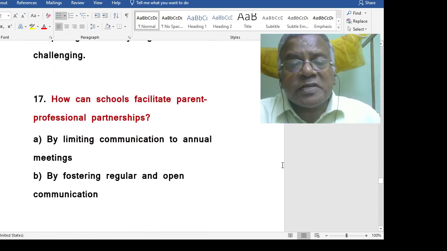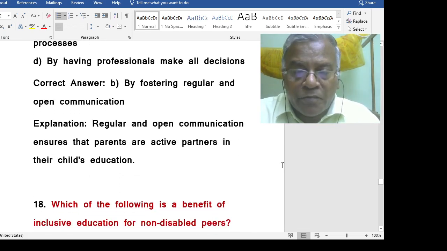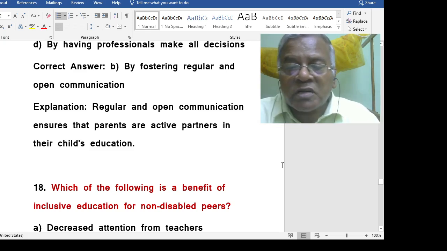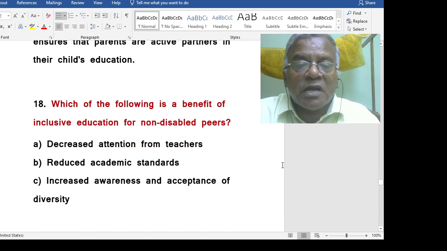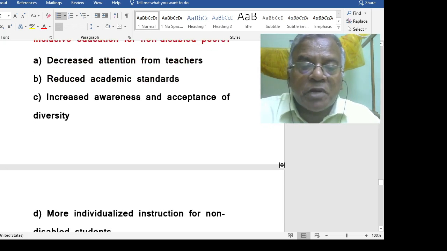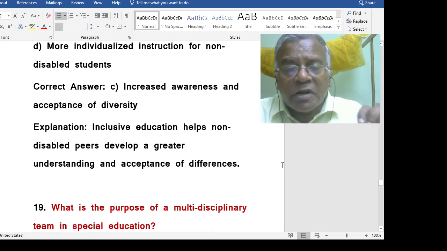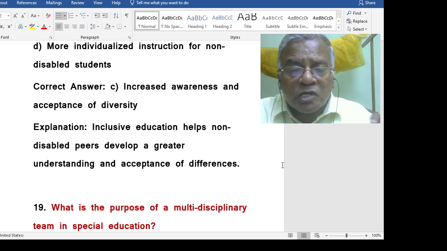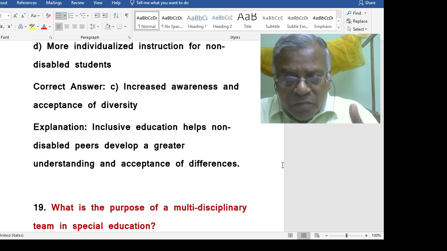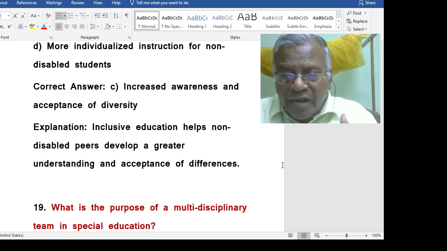How can schools facilitate parent-professional partnerships? That is by fostering regular and open communication. Regular and open communication ensures that parents are active partners in their child's education. Which of the following is a benefit of inclusive education for non-disabled peers? That is increased awareness and acceptance of diversity. Inclusive education helps non-disabled peers, that means a normal student, develop a greater understanding and acceptance of differences in handicapped children.